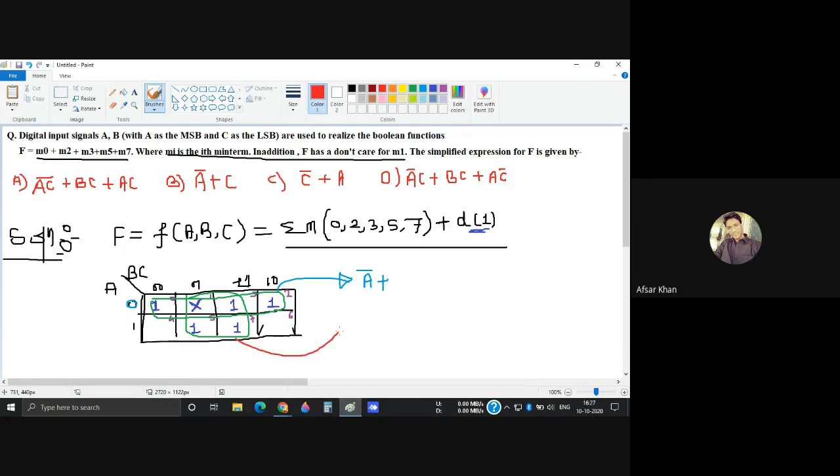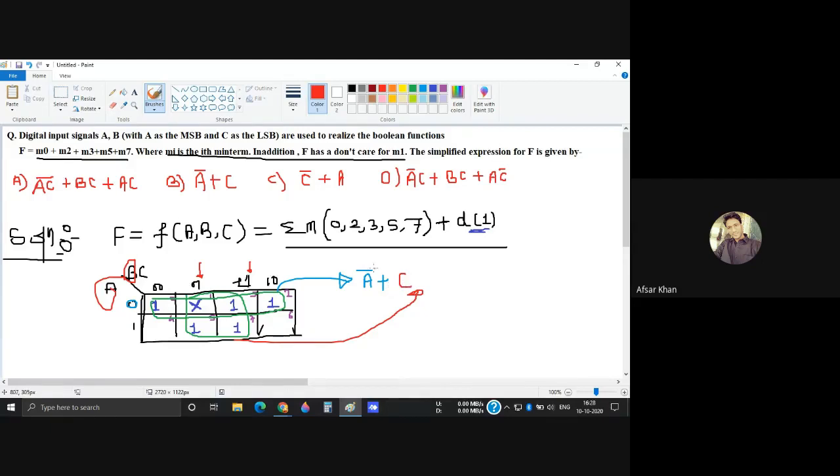For this quad, tell me the expression. C. Only C, right? B is changing, A is changing, and B is also changing here. So remaining only C.